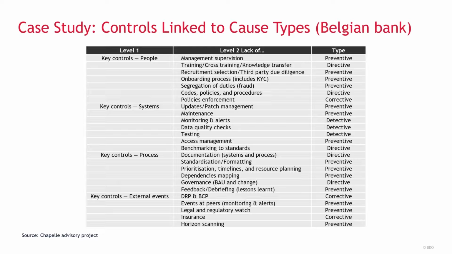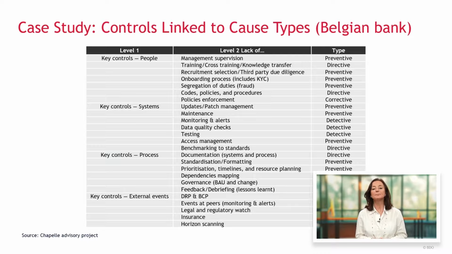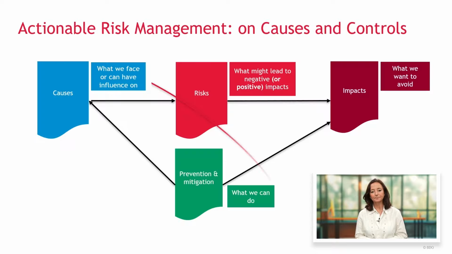Here it's an abstract and write-up of a mission we've done at a Belgian bank where the control taxonomy was linked with the different causes. So in that bank, we looked at the different levels of cause, people, system, etc., and tagged or highlighted the more important controls that were in place for these basic categorizations, with also a highlight of whether the control was preventive, detective, etc.